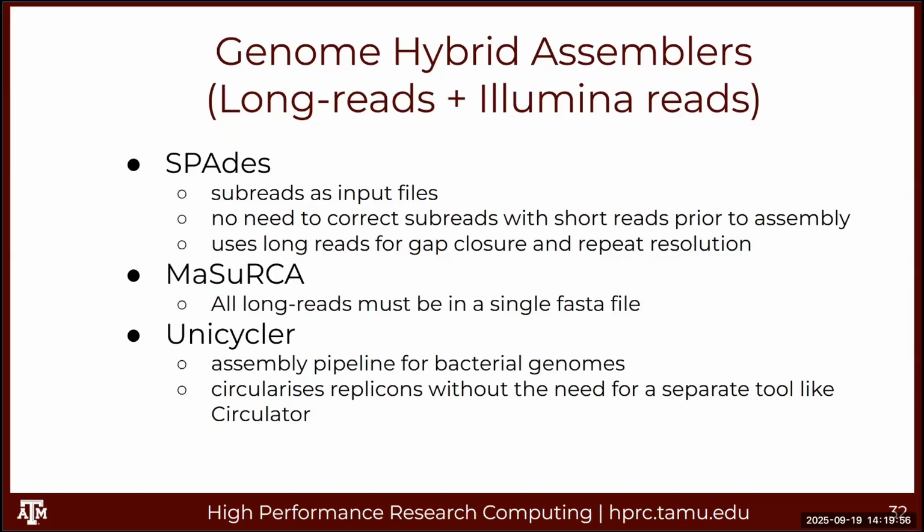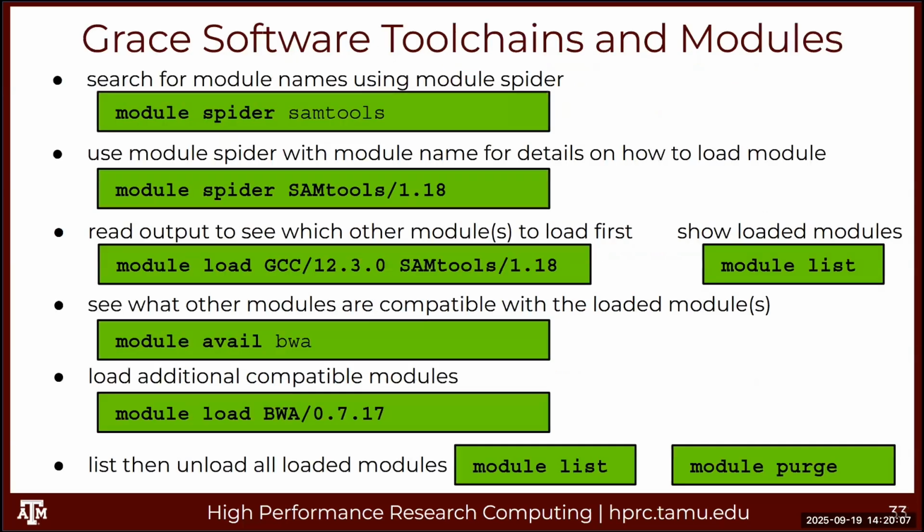Big genomes use Masurca, smaller genomes use Unicycler. For bacterial genomes, use Unicycler, and for smaller genomes, maybe fungal genomes, you can use SPAdes.